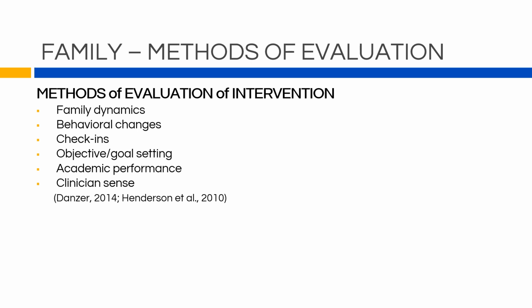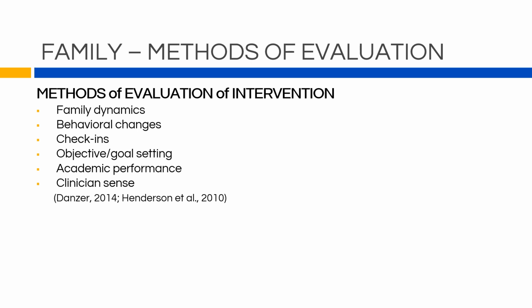Check-ins. Checking in regularly with family members to see how they feel, how they are doing consistently. Objective goal setting. To revisit the objectives and goals we noted at the beginning with the family. Is there progress? Do the individuals feel like they are making progress?